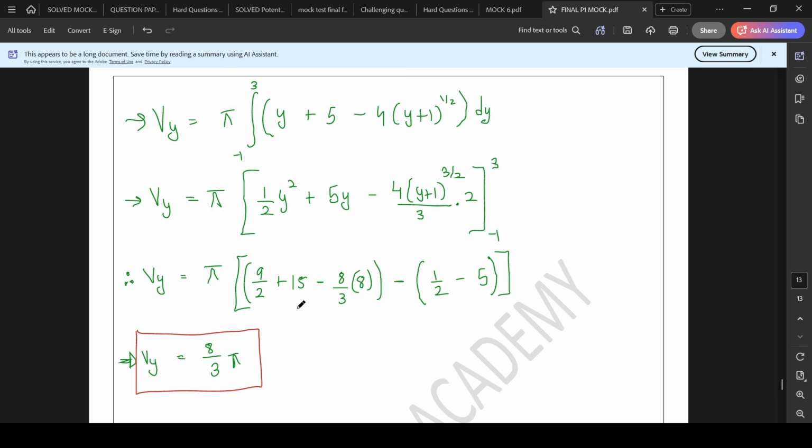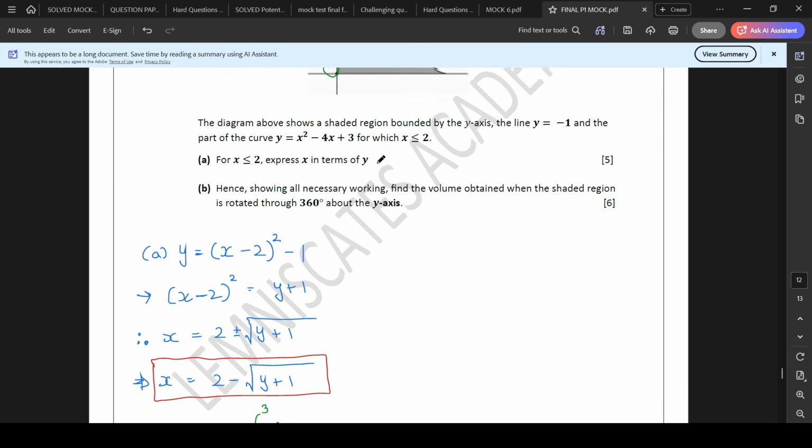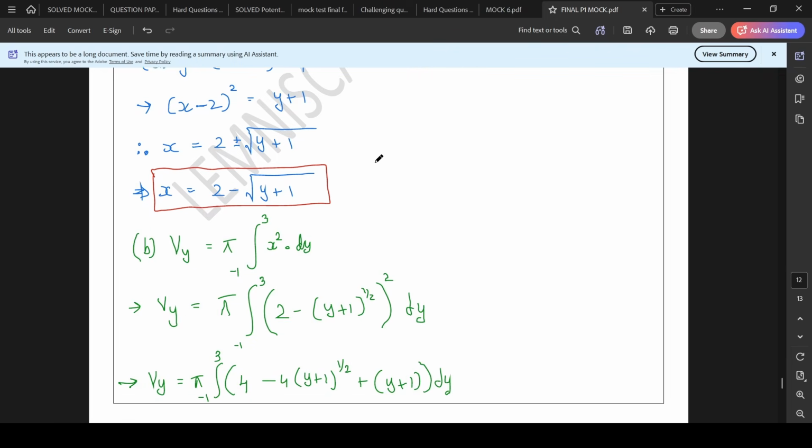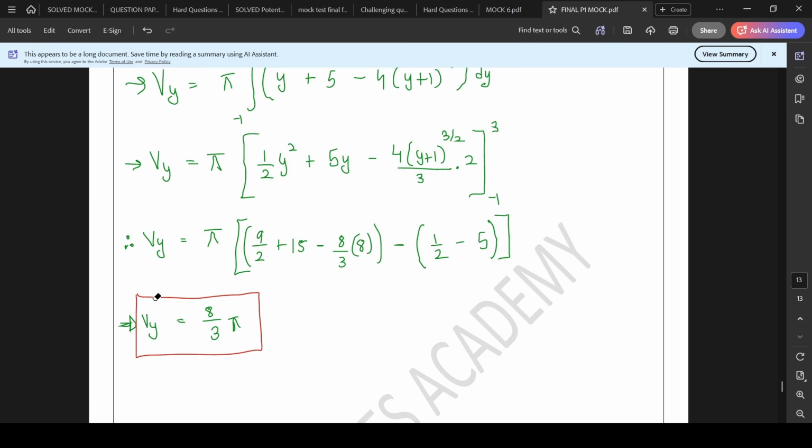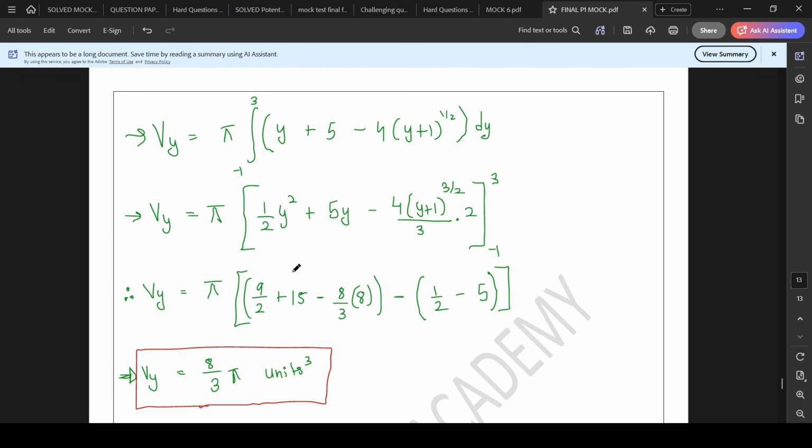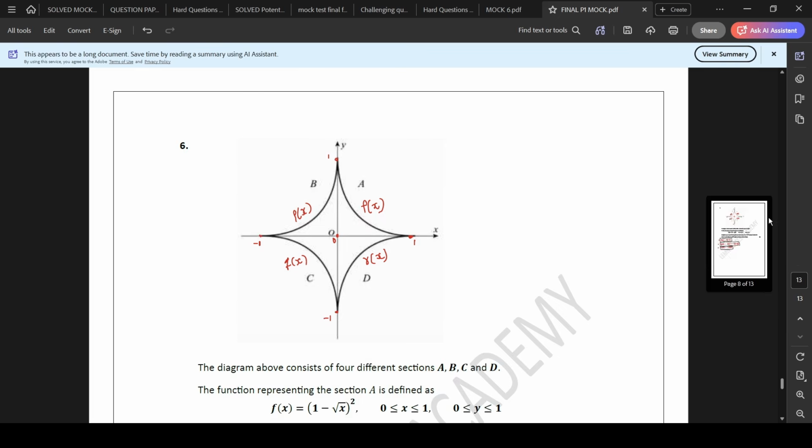8 by 3 pi. And of course, is there any kind of a unit given to us? No, then you can just write unit cube. Okay, this is just my way of writing. So I'll just erase this a bit and write unit cube. And I'm good to go. Units cube. So yes, with this, we are done with the entire paper.